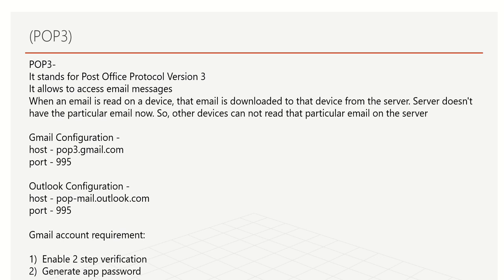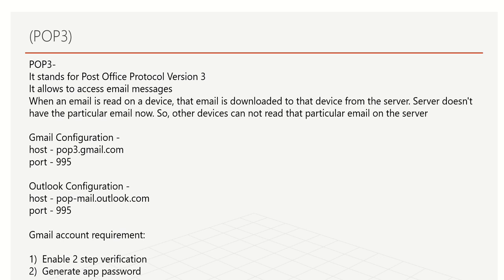And this is the configuration of Gmail: host pop3.gmail.com and port 995. Outlook will be pop.mail.outlook.com and port will be 995. And for the Gmail account, there is one new thing which I am going to tell you before I start my process.